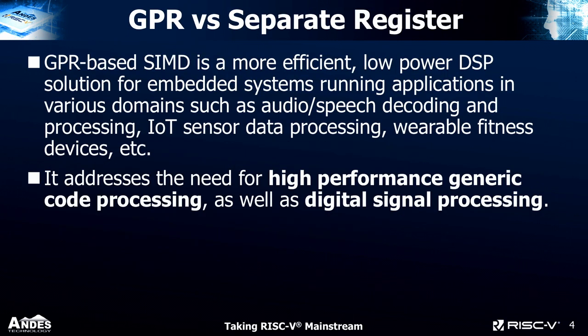And why use GPRs instead of separate registers? Because we think that GPR-based SIMD instructions are a more efficient, low-power DSP solution for embedded applications, especially for audio, speech, and IoT sensor data applications, and also recently for some lightweight neural network applications. We think it addresses the need for high-performance generic code processing as well as digital signal processing.